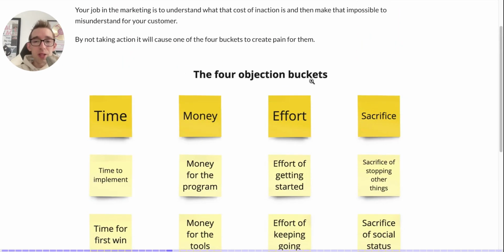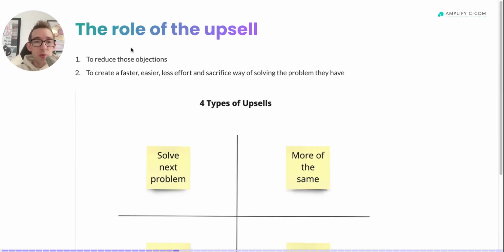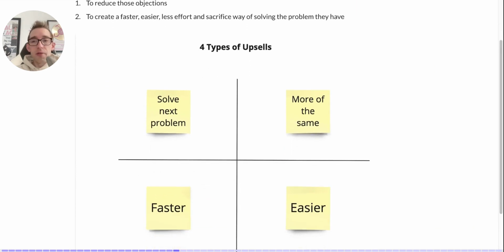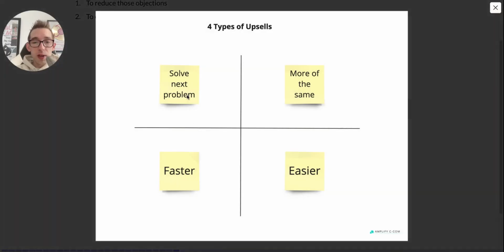These 4 objection buckets, if you can handle all these objections in your upsells, you're going to make more money. So the role of the upsell is to reduce these objections and create a faster, easier, less effort and sacrifice way of solving the problem that they have. So if you just solved that problem with your first initial offer, then your upsells are either going to solve the next problem, they're going to solve more of the same, they're going to solve it faster, or they're going to solve it easier. That's what you're looking for, right?